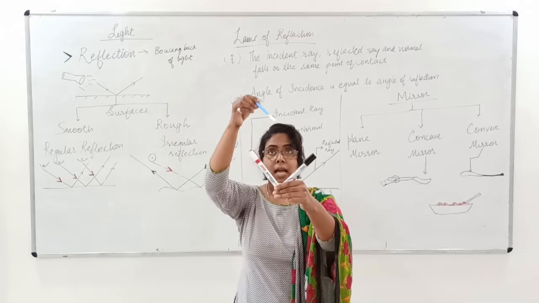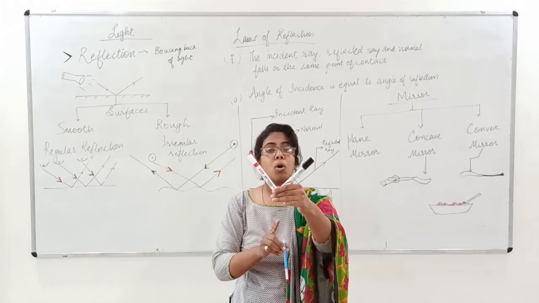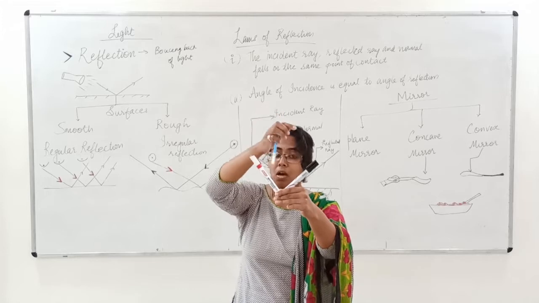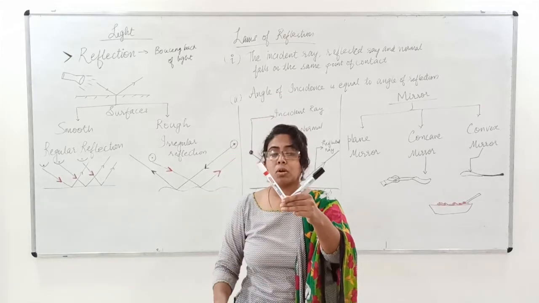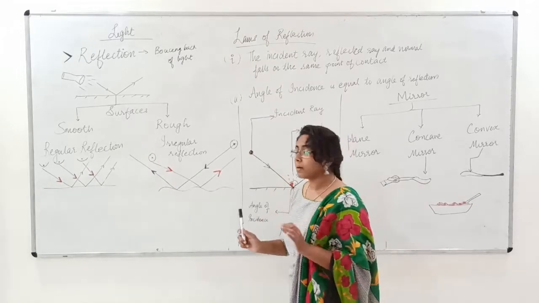And what is this? Even if I'm not using this line, if I'm not using this marker, still you all can imagine that there is something perpendicular by which the angle is being formed. So this invisible perpendicular line, we call it the normal. Now I hope it is very much clear.